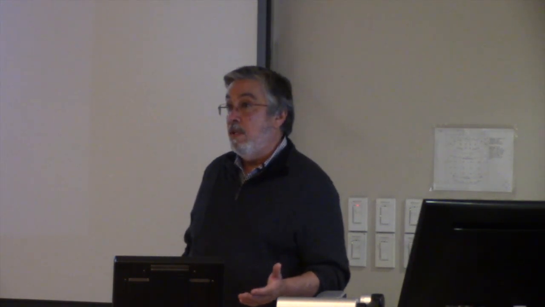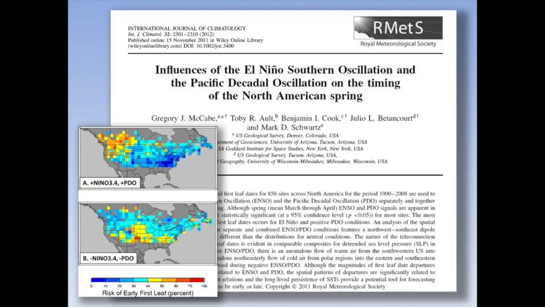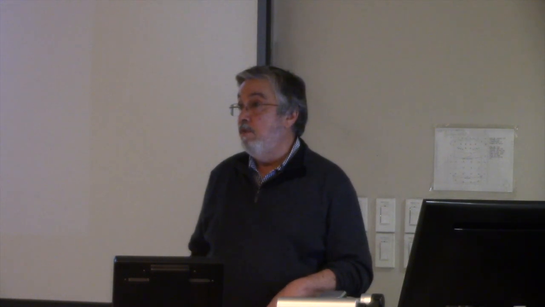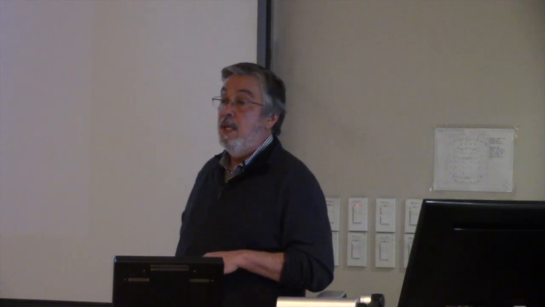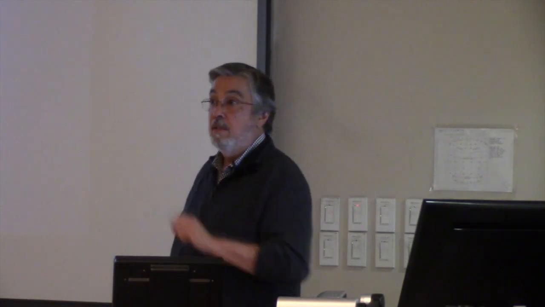So there is some predictability in ENSO, the El Nino Southern Oscillation. We published this paper back in 2012 on the influences of El Nino, La Nina, and the Pacific Decadal Oscillation on the timing of the North American spring. Generally there's a dipole between the Pacific Northwest and the Southeast, and in some areas it's fairly predictable. We know it's going to be an El Nino usually by late spring, early summer, which then affects the following spring.